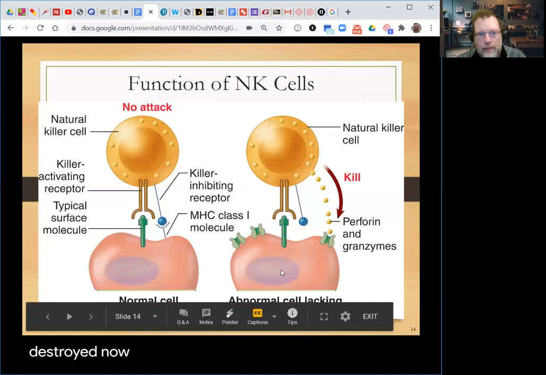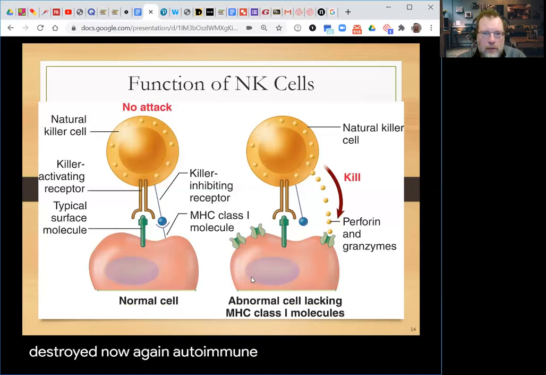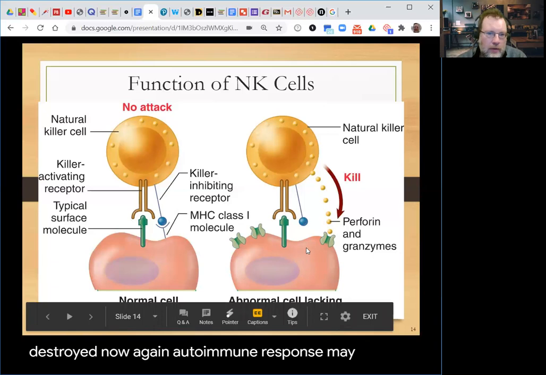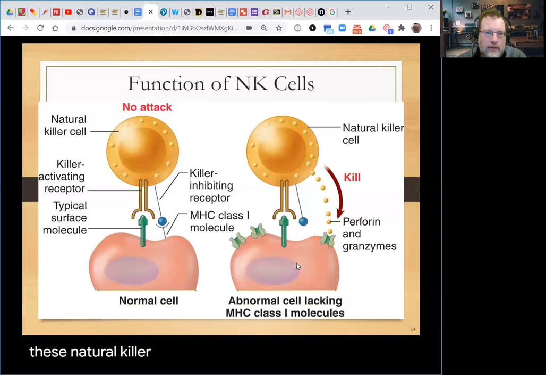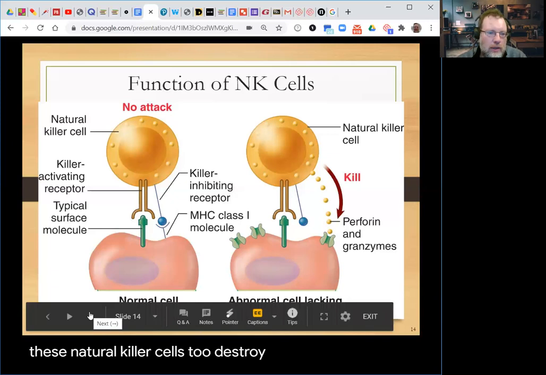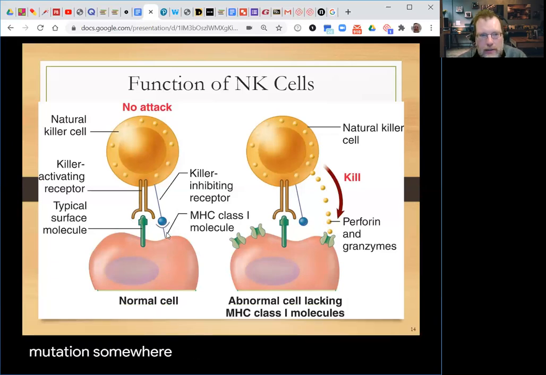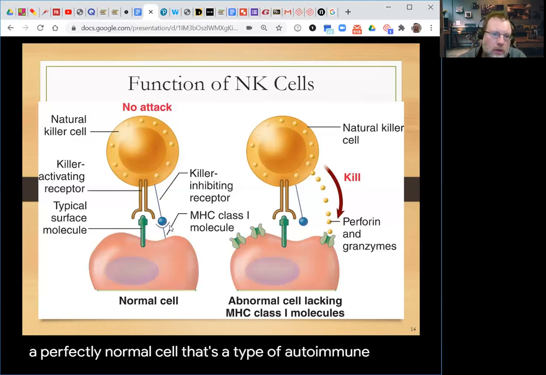Now, again, autoimmune response may trigger these natural killer cells to destroy normal cells. So we could have perfectly normal, healthy cells, but there was a mutation somewhere that caused the cell to lack its MHC class 1 molecule. So that NK cell comes in and it destroys a perfectly normal cell. That's a type of autoimmune disorder or autoimmune response, I should say.